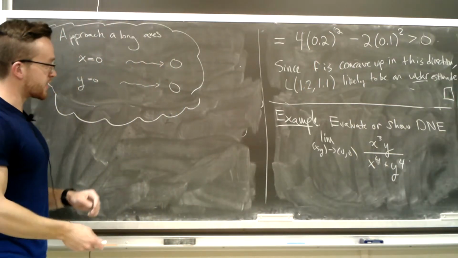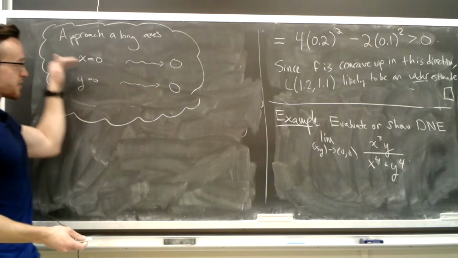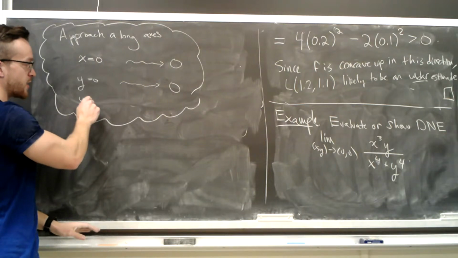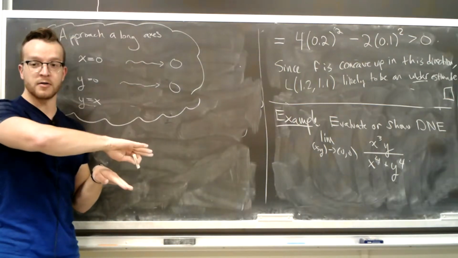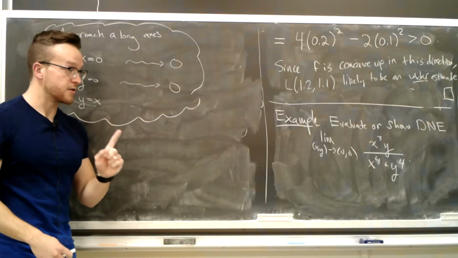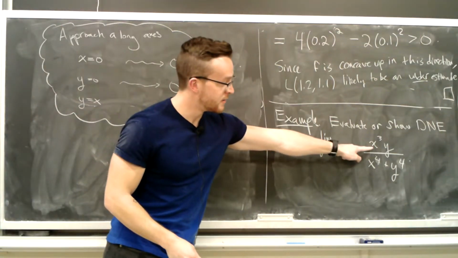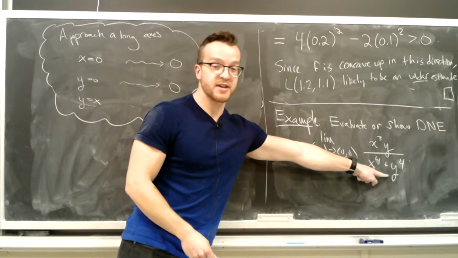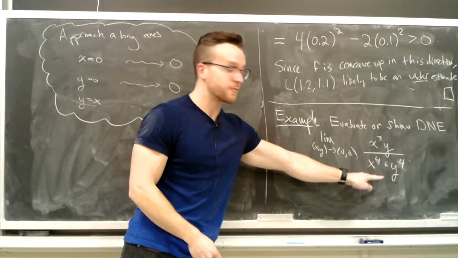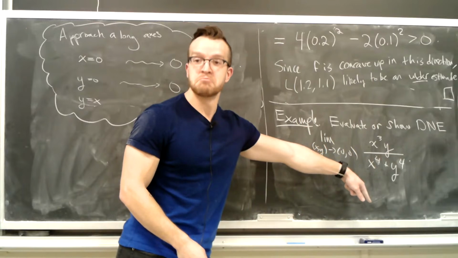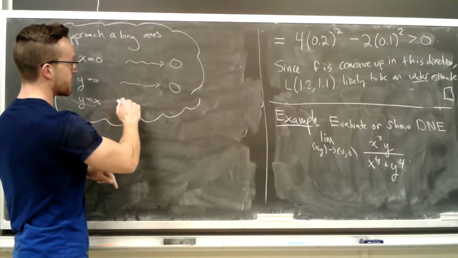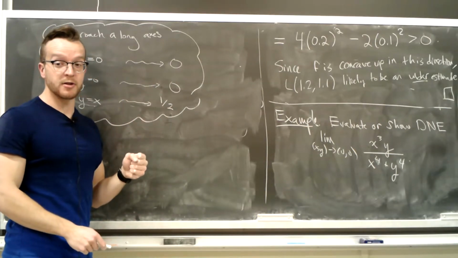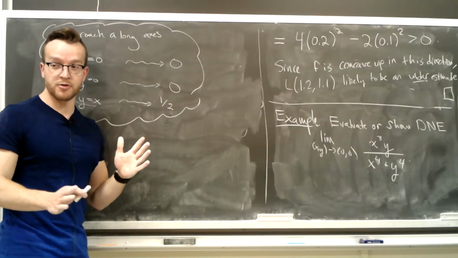Quick thing in my head, which like I said, usually what I do first is I check the axes. And then if that doesn't work, the next thing I try is probably y equals x. I approach along a diagonal line. And I can already see that if y equals x, this is like x to the 4th over x to the fourth plus x to the fourth. That's like 2x to the fourth. So this will be like 1/2. And that is different than 0. And that's what will allow me to show that the limit doesn't exist. And that would do it.